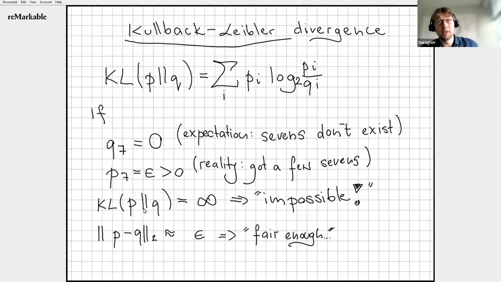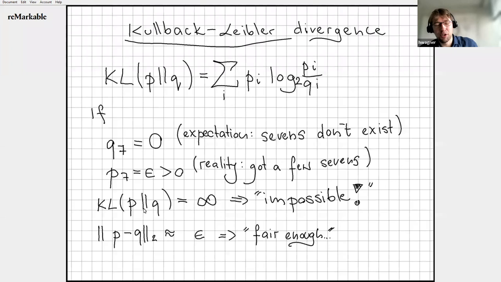And if we compute the Euclidean distance between the two, then we get something roughly equal to epsilon. So if you interpret this result at face value, it says, well, fair enough, nothing is wrong with those probability distributions. But if you compute the KL divergence, then you will actually get infinity, which is easy to see, because in the formula we would divide P7 by Q7, which gives us division by zero, which we can interpret as infinity. So this divergence is telling us that this is completely impossible, which is a reasonable reaction in this situation.